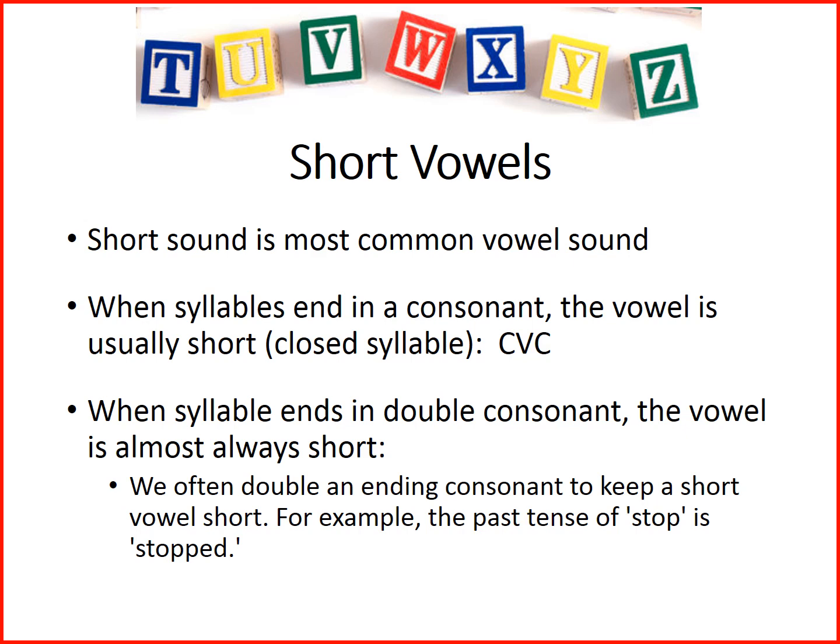Okay, we're going to start by talking about short vowel sounds, because the short sound of a vowel is the most common vowel sound. When syllables end in a consonant, the vowel is usually short, and we call that a closed syllable. It's like the consonant closes the door on the syllable. So a CVC word stands for consonant, vowel, consonant. You could also have a vowel consonant syllable that ends in a consonant. And when it ends in a consonant, the syllable usually has a short vowel sound.